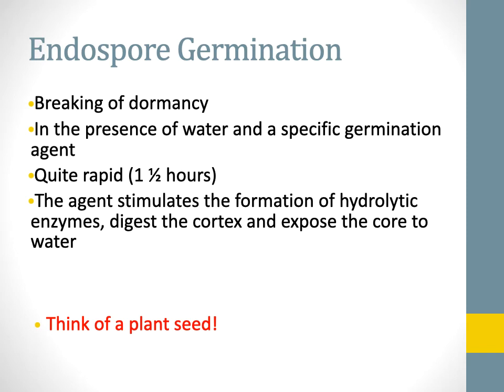So again, what happens is there's this break in dormancy, and this could be the presence of water or some kind of specific germination agent, and then quickly it will germinate. And so you can go from having endospores to having vegetative cells within an hour and a half, and for some bacteria, they have a 20 to 30 minute replication time. So you can very quickly go from having no vegetative cells, no metabolically active cells, to having quite a number of them that they can cause issues.